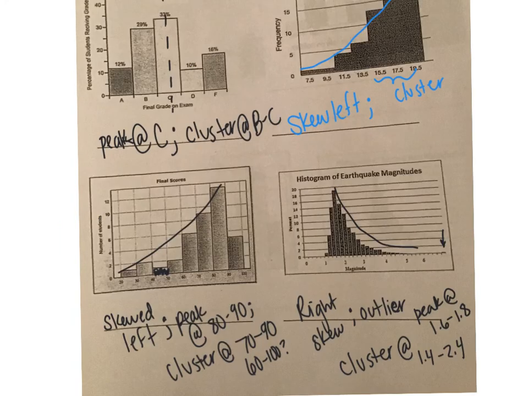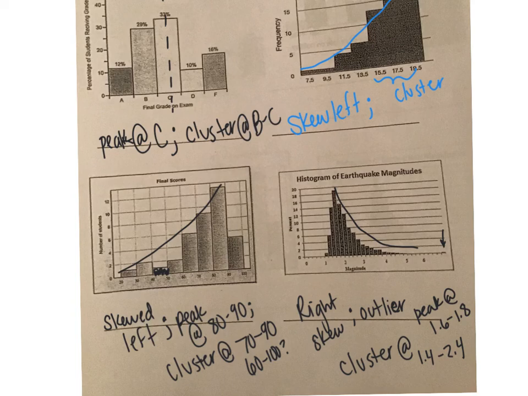Let's look. I said that the graph on the bottom left, which would again be another histogram, and I know these are histograms because they have bins and ranges of numbers down at the bottom. If I look down at the bottom, I'll see that it's skewed left. I see there's a peak between 80 and 90. And then you may have said there's a cluster between 70 and 90. Maybe you stretched it out a little bit more and said 60 to 90 or even 60 to 100.